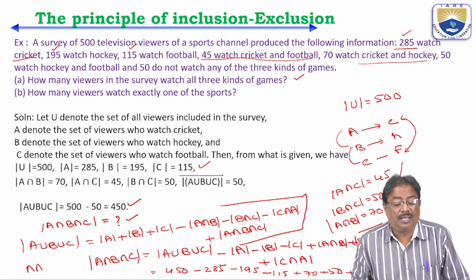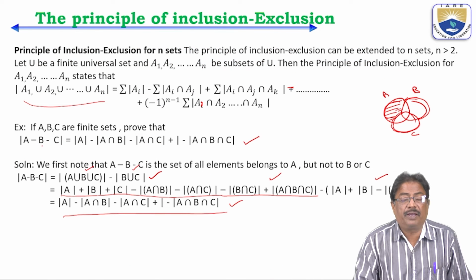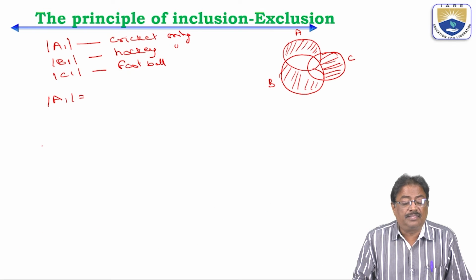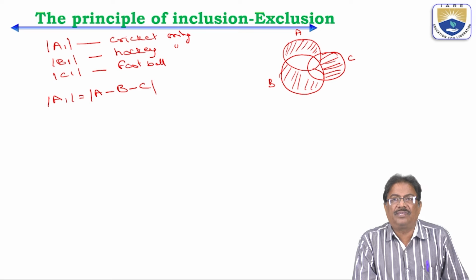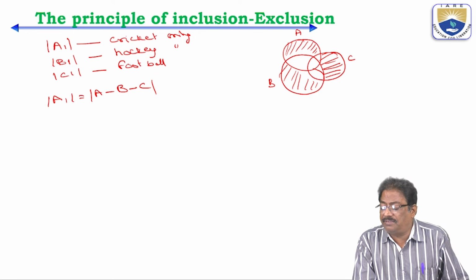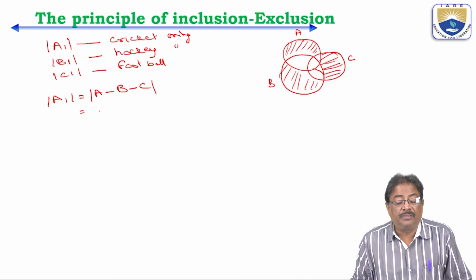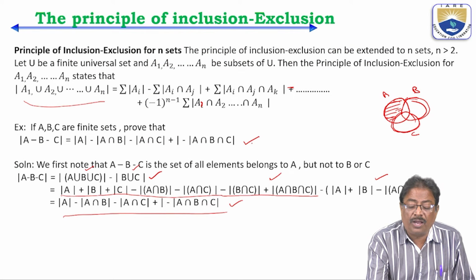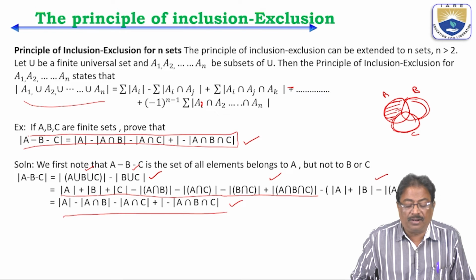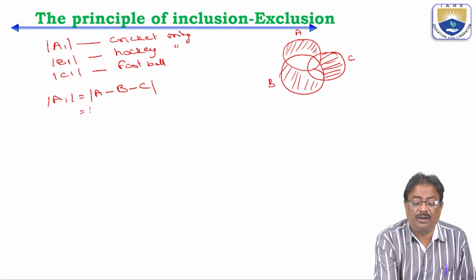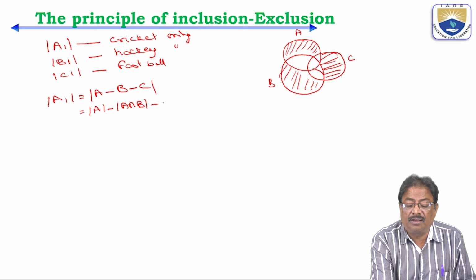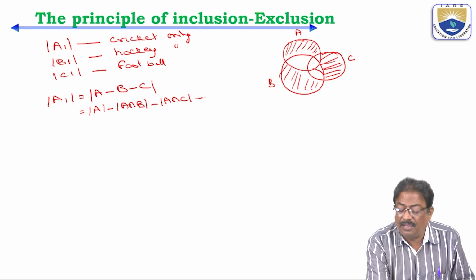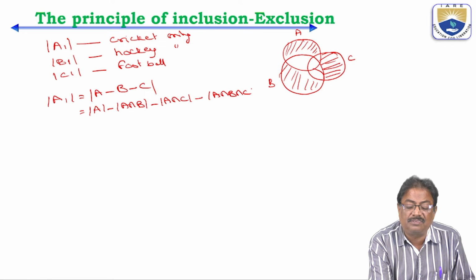We already derived one of the formulas here, A minus B minus C. In the same way, cardinality of A1 is equal to A minus B minus C, that is the set of elements which are there in A but not in B and C. So by using that formula, cardinality of A1 equals cardinality of A minus cardinality of A intersection B minus cardinality of A intersection C plus A intersection B intersection C.